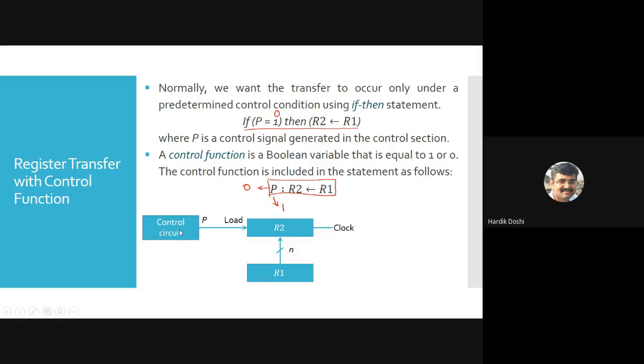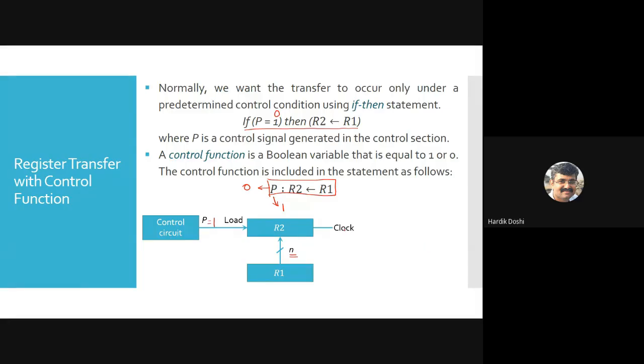So how does it work? The control circuit gives the command P, whose value will be 1. If it is 0, then the loading operation will not take place. Repeating my point again, if the value of P is 0, the loading operation will not take place. The signal over here should compulsorily be 1. So P will always be 1, which loads the register R2 from where it is connected, which is R1. Is it fine? And how many bits? N bits.